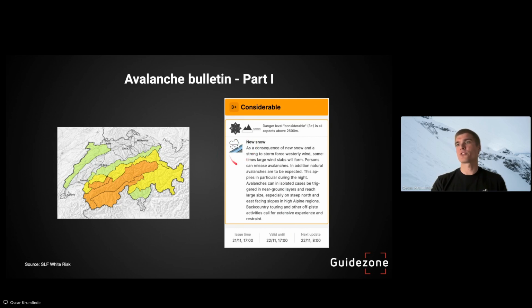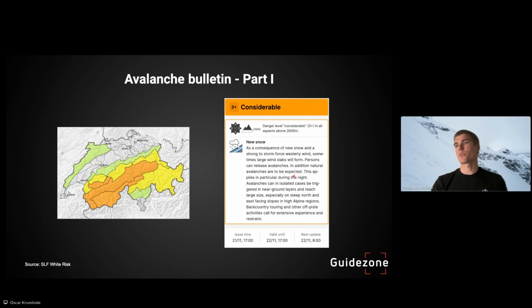Well, we had new snow, which corresponds to us having a problem in all aspects, from what we learned previously. And then they also give you a description of the problem. As a consequence of new snow and strong to foehn westerly wind, sometimes large wind slabs will form. So even though they have not mentioned wind slab as a specific problem, they mention it in the text. So it's very important to actually read the text as well.